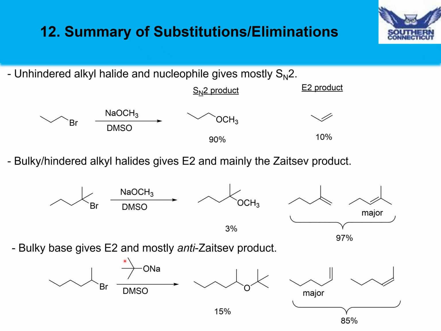If we instead use a bulky base with whatever alkyl halide we're using, we're going to get primarily the anti-Zaitsev product. So remember, this is an exception to the rule that we typically get the Zaitsev product in elimination reactions. With a bulky base, we would get the anti-Zaitsev product. So in this case, this is the product we're going to obtain primarily. We're going to get a little bit of the SN2 product and a little bit of the Zaitsev product as well.